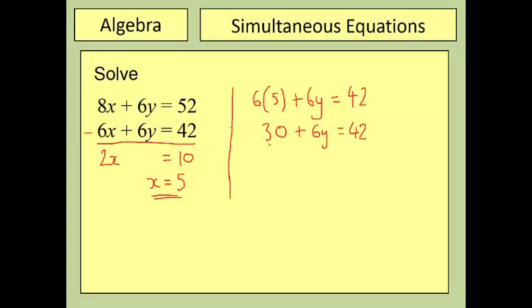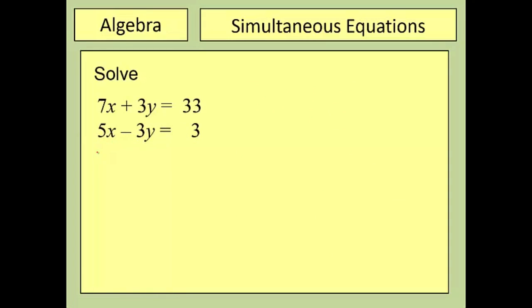And then I subtract 30 from both sides, so this one will go, and I need to subtract 30 from this side as well. So 6y equals 42 subtract 30, well that's just 12, in which case y equals 12 divided by 6, which is 2. So the solution to this simultaneous equation is x equals 5, y equals 2.